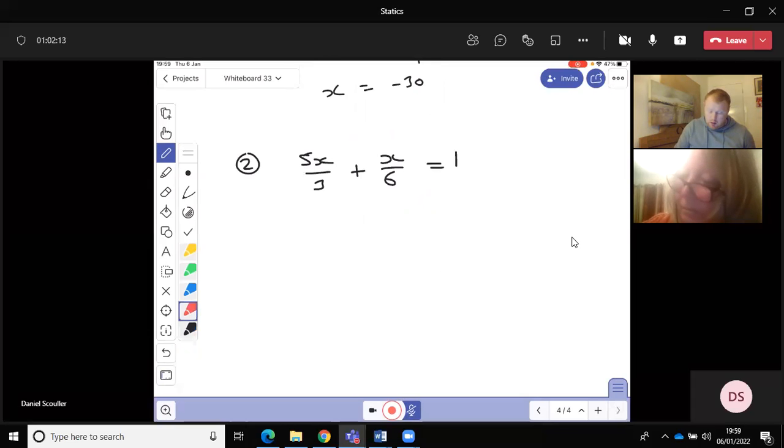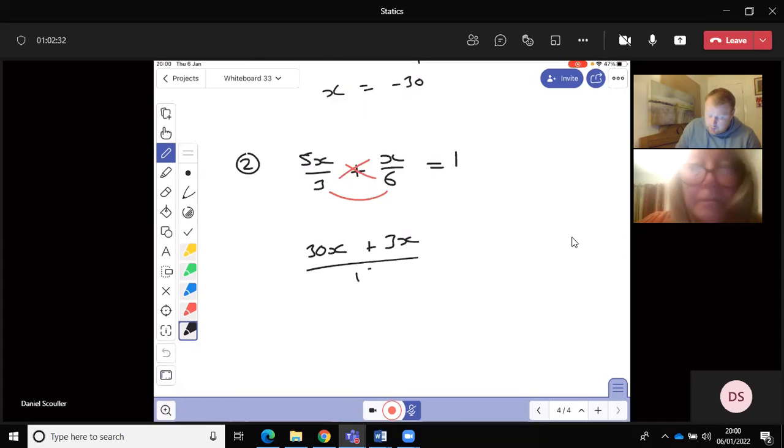Again, we're just going to cross multiply and then multiply the two terms down the bottom. We'll end up with a single x term, and then we can rearrange. So we're solving for x. What was that? It was 30x plus 3x all over 18.